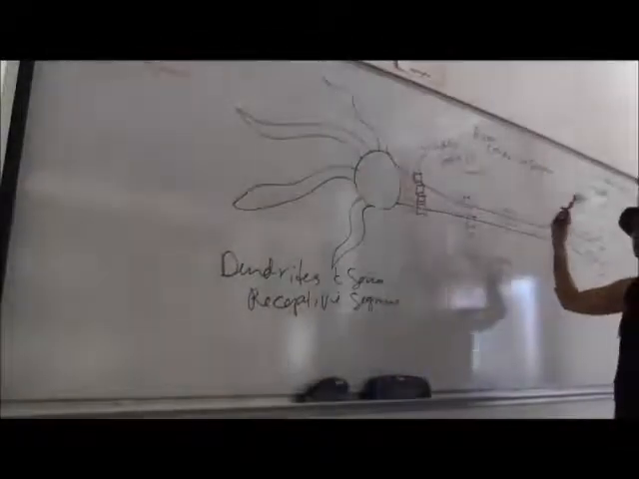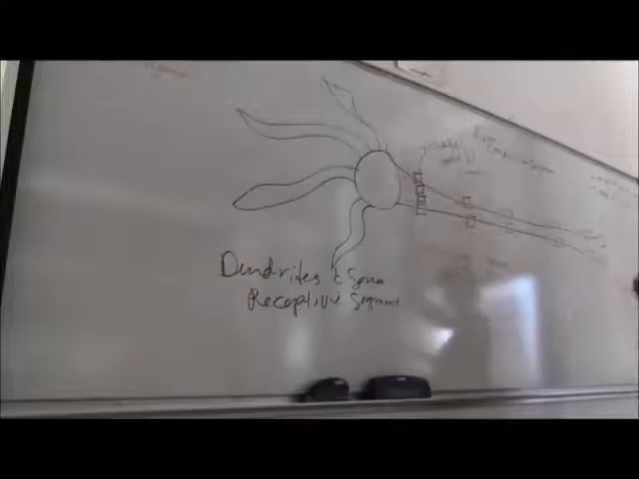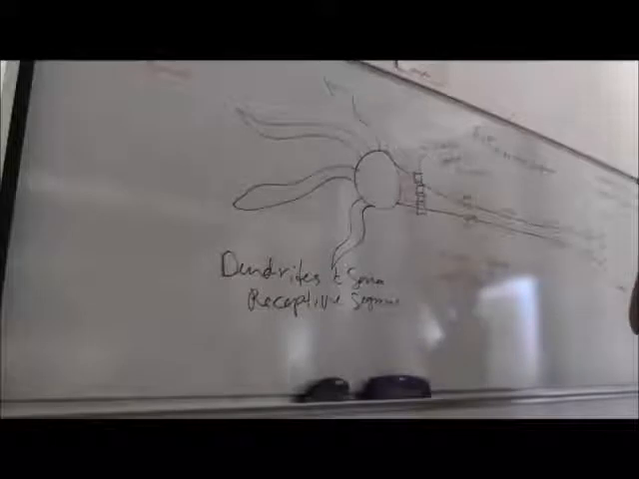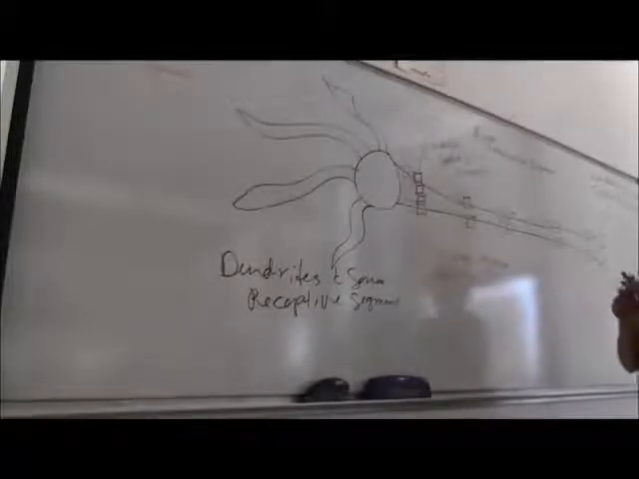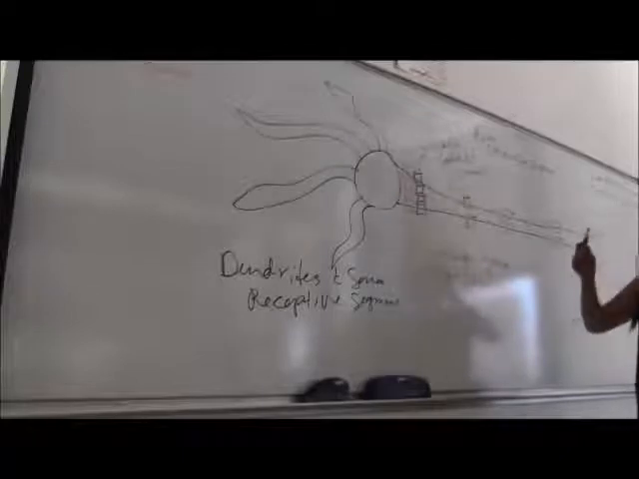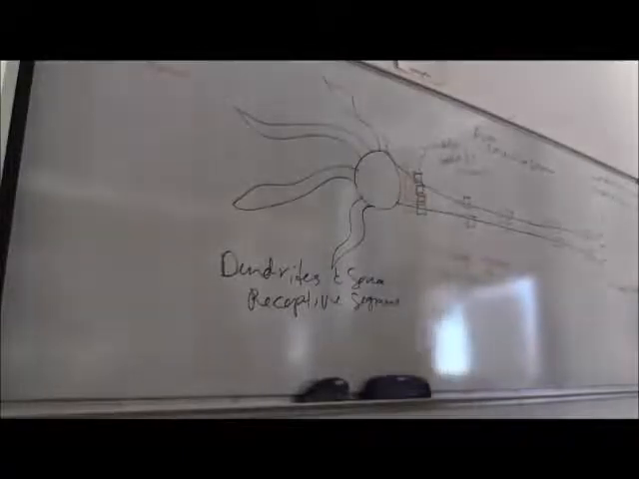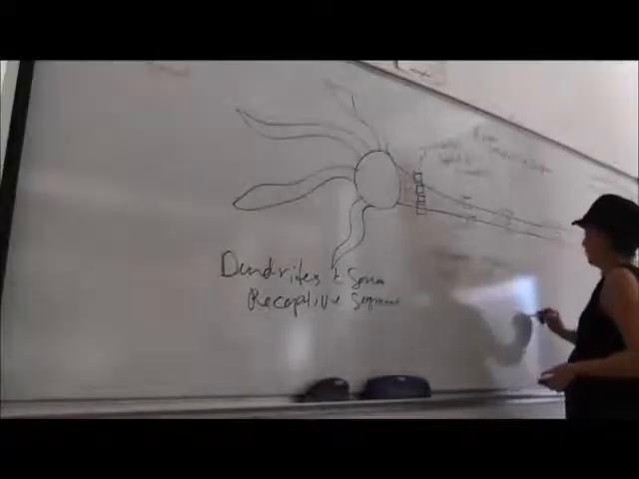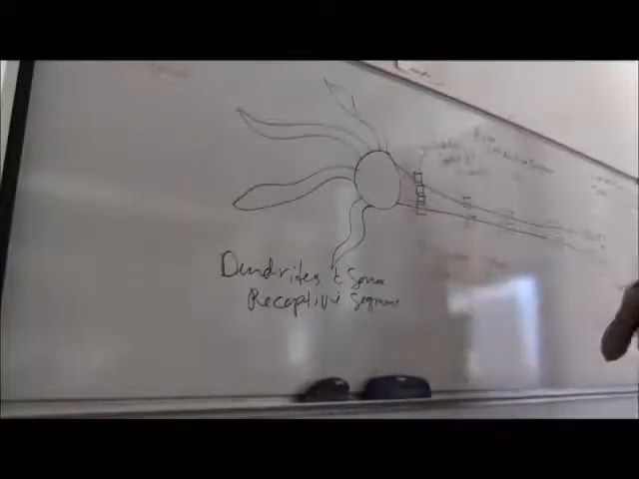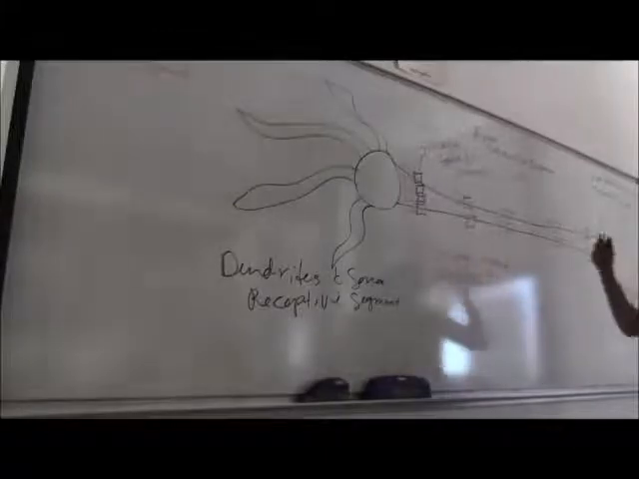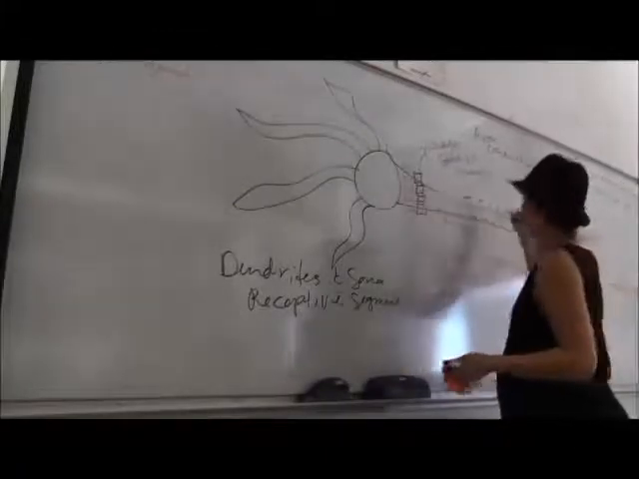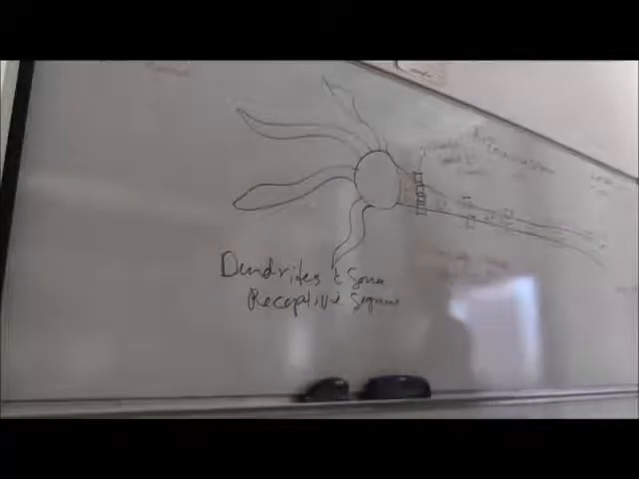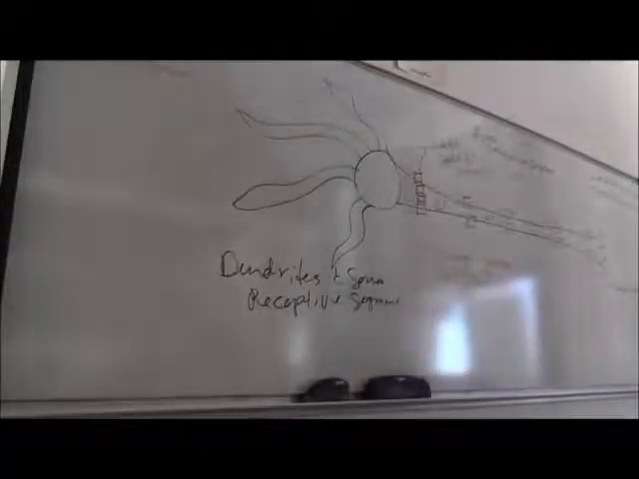Each of these different channels has to have a specific key to open the gate. And it's a channel, so once the gate opens, an ion is going to move down its concentration gradient. So, again, where is sodium higher? Outside. Where is potassium higher? Inside. Where is calcium higher? Outside.